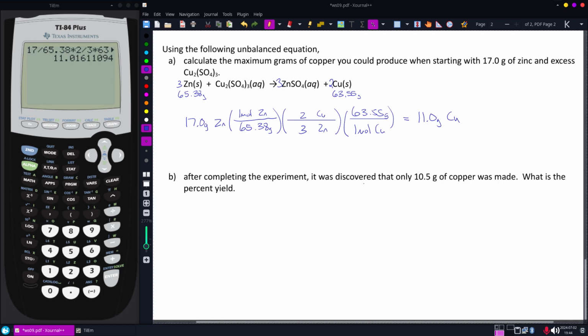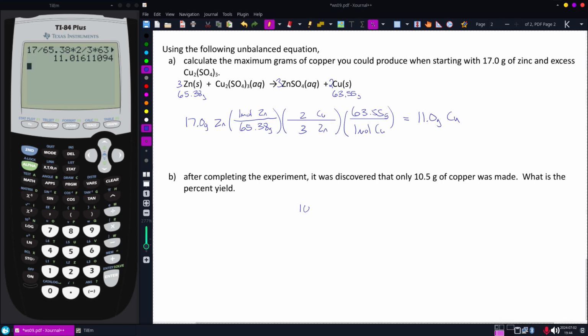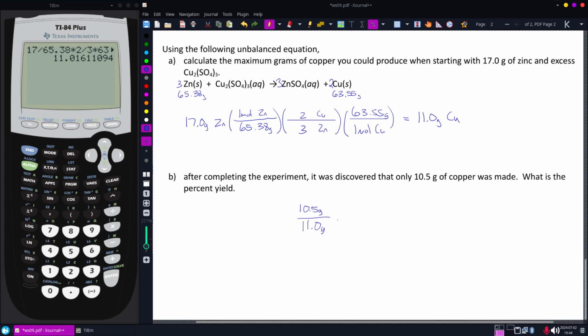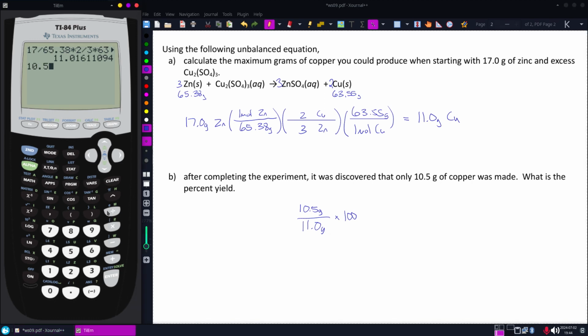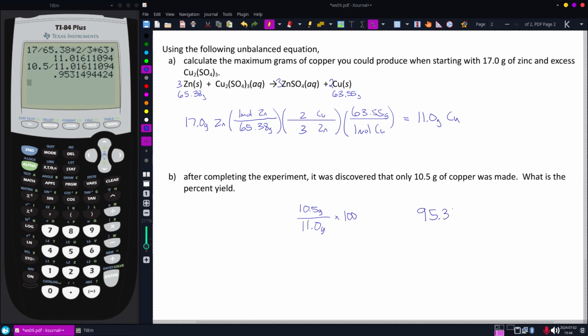Alright, now after completing it, part B, it says that he only made 10.5 grams. And it wants to know what the percent yield is. Alright, so that is just actual divided by theoretical. So 10.5 grams is the actual recovered. The 11.0 grams is what we estimated, or was our theoretical yield. We'll divide that and then multiply by 100 to turn it into a percent. So I'm just going to do 10.5 divided by that 11, and then move that decimal 2 places to get 95.3% yield.